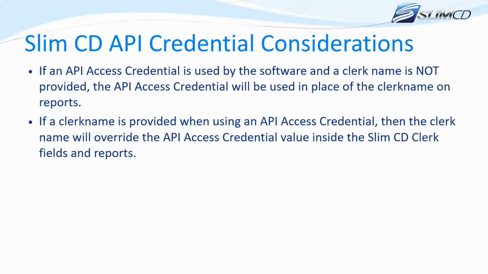This kind of gives you the best of both worlds. If you use an API access credential on a website, you'll know by the API access credential which origin it came from. However, if you're using it in a restaurant system, you can also provide the clerk name, and that will associate your servers with their tips, etc.